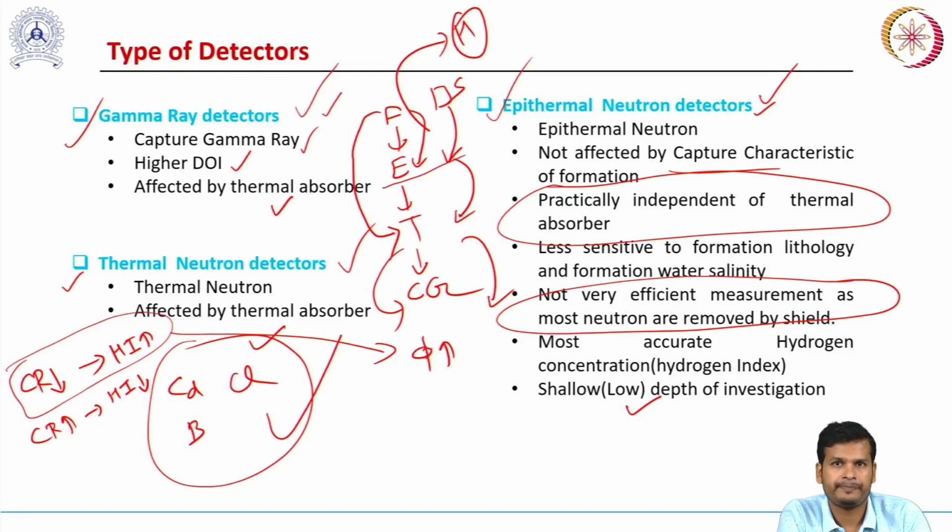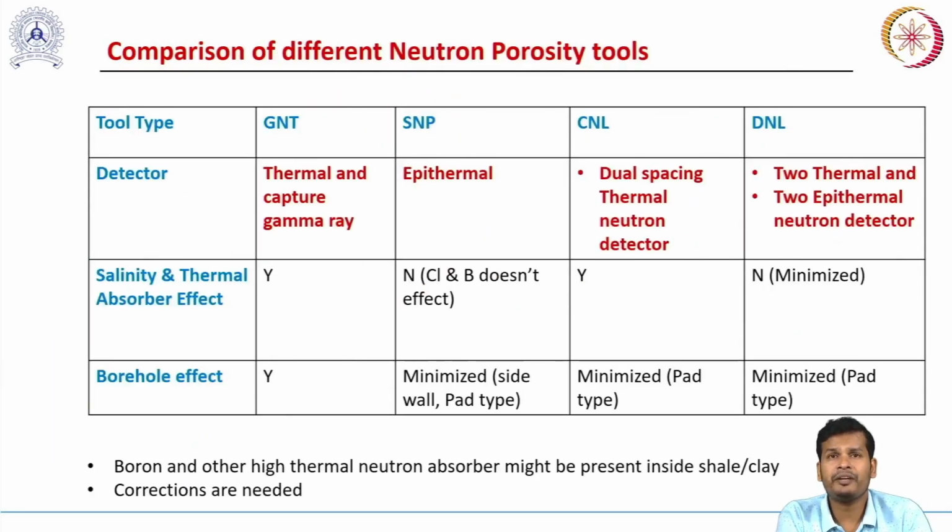porosity values. Moving on, let us compare the different tools which I mentioned so that you understand the effect of our formation lithology and the fluid type on different logging tools, and in which condition which logging tool will give us the best measurement. For example, the GNT logging tool and the SNP logging tool, which are obsolete nowadays, and we have either the CNL logging tool or the DNL logging tool.